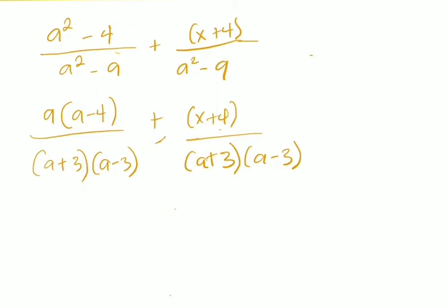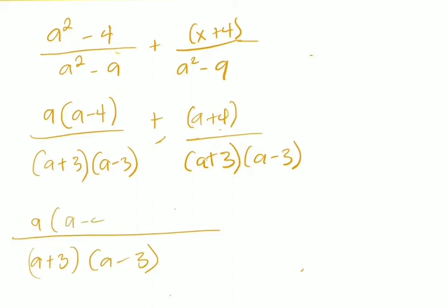Okay, so for this one, the denominator is going to stay the same, a plus 3 and a minus 3. We're just going to pick one. And then for the top, we're going to draw brackets and add similar things. That's still a multiplied by a minus 4, but now we're adding a plus 4.